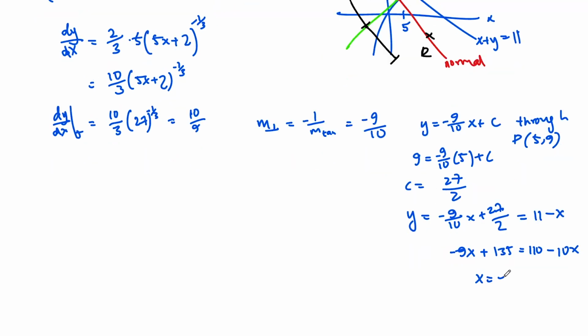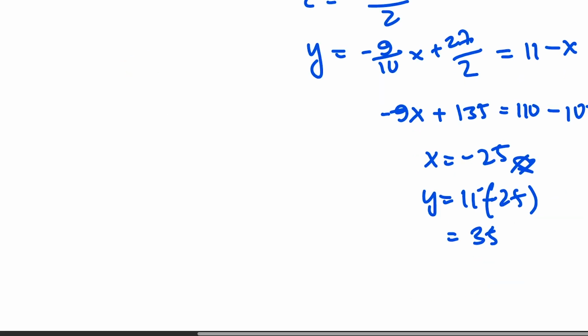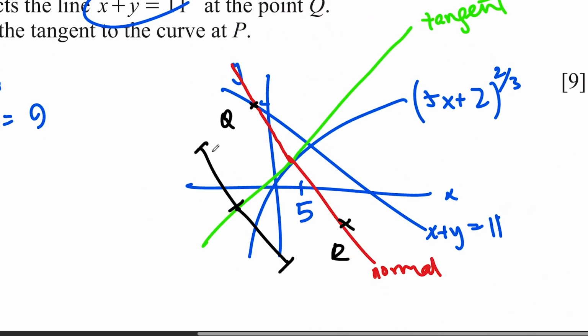So x will be negative 25. That's the x coordinate of our point Q. The y coordinate of point Q will be 11 minus negative 25. Double negative will be positive, so 35. This value is not 35, it's 36. I made the wrong calculation here. Double negative becomes 11 adding 25, that's 36. So here is 36.